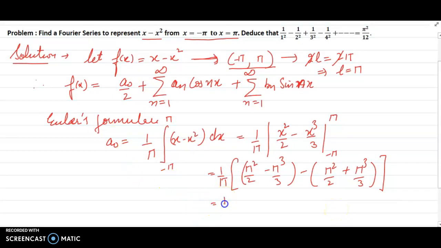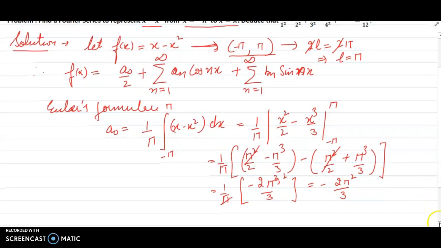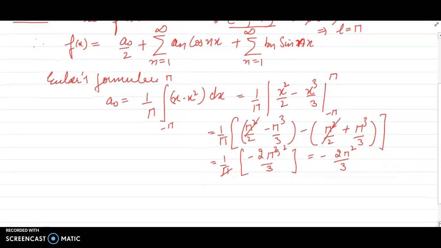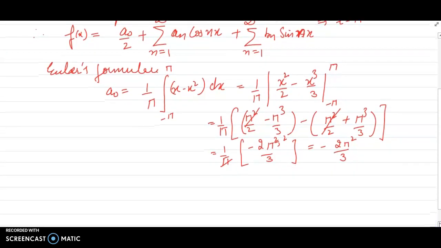This is equal to 1 by pi as it is. If you open the brackets, this pi square and pi square will cancel out. I will be left with minus 2 pi cube by 3. Your final result will be minus 2 pi square by 3. So the value of a0 is minus 2 pi square by 3.